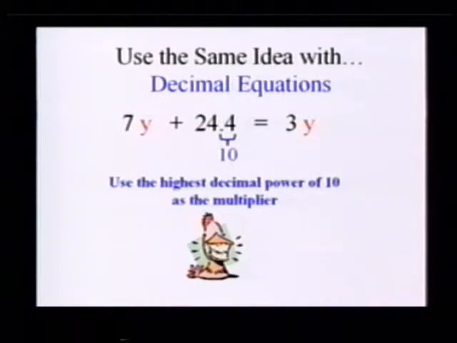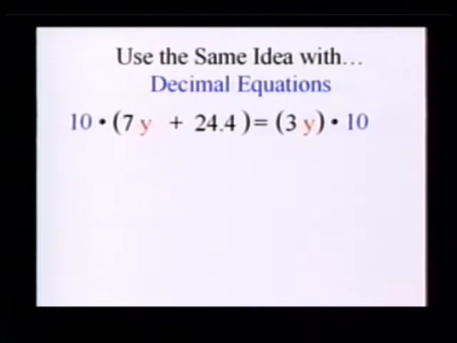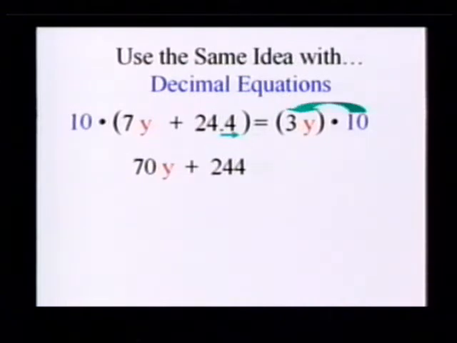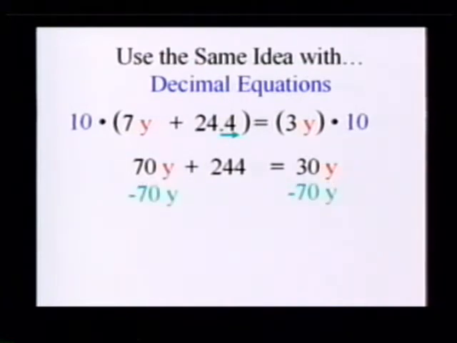Find the highest decimal power, and in this case it's 10, and multiply everybody, because you've got to do it to everybody, by that power. And of course when we multiply, we just move the decimal over. Let's take a look. In this case we get 70y. Note no decimal. We just move the decimal over, because we're multiplying by 10. And the decimal's gone. Of course, we got to do it to everybody. And now we just solve normally. Let's see. I'm going to subtract a 70y from both sides.